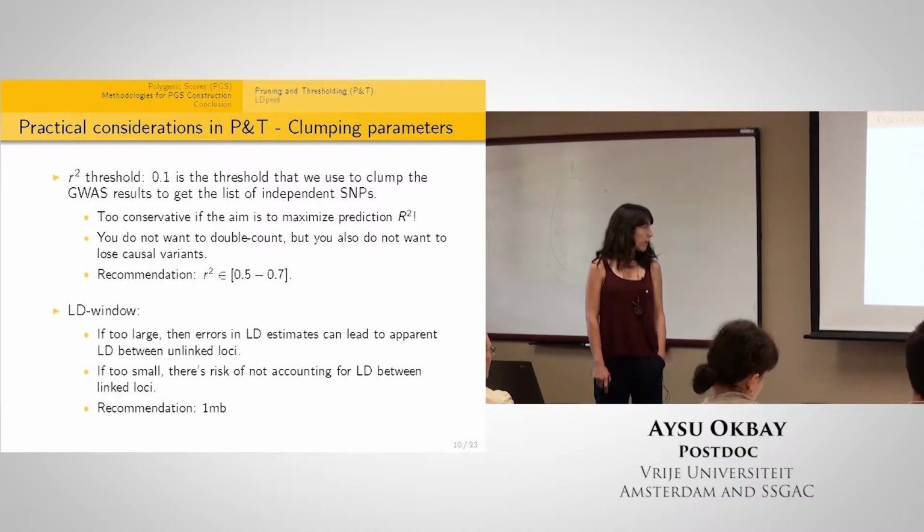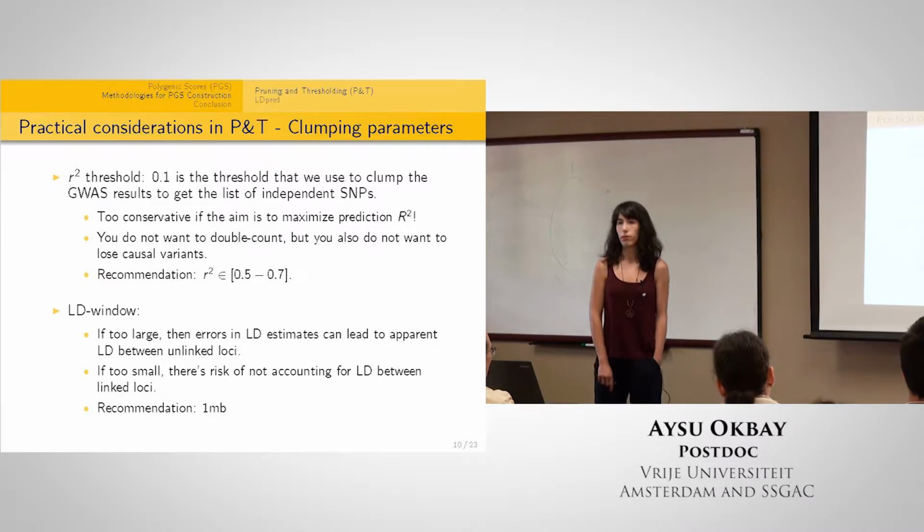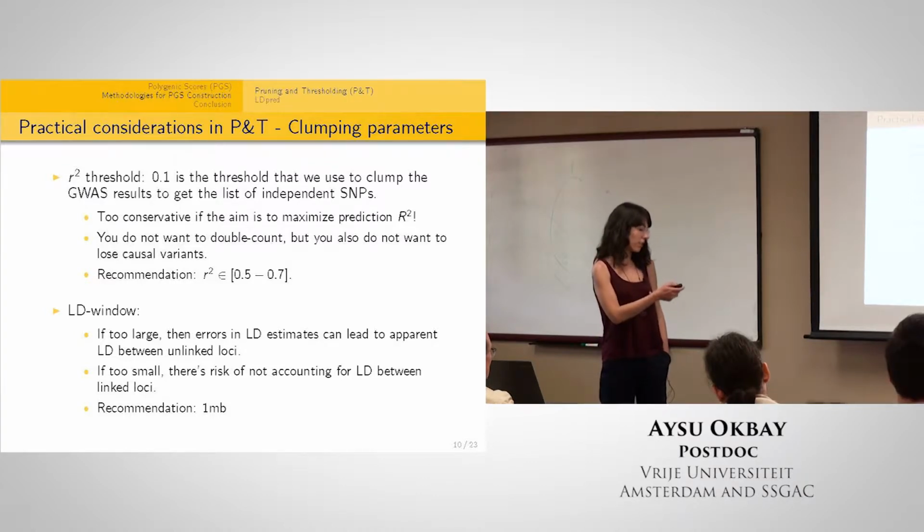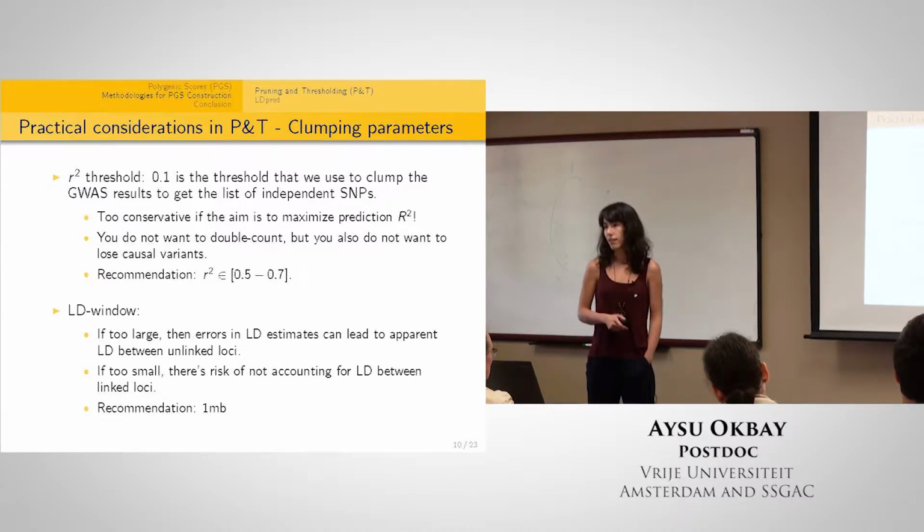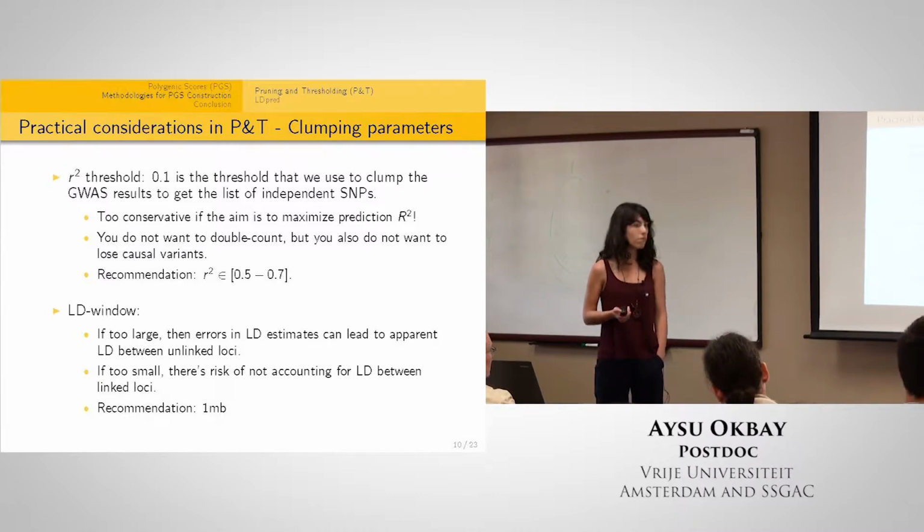Okay, so LD window. If you choose too small a window, of course, there could be high LD regions that are very long, and those SNPs are going to look like they're independent to you because you're not looking far enough, but they would actually be dependent. So my recommendation there is 1 megabase. That usually works. It's not too short, it's not too long.